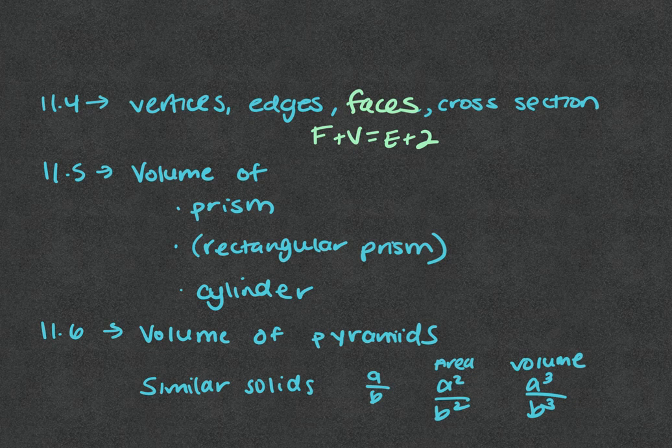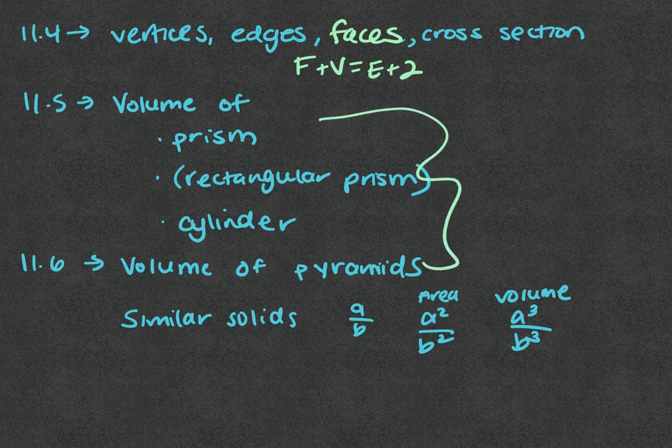And then your cross section. So identifying the shape of a cross section, there's one question on that. This is a cross section, like when the plane slices through the picture and you have to figure out what the shape is. And then came volume of prism, rectangular prism, cylinder, volume of pyramids. So these are what's on your reference sheet.